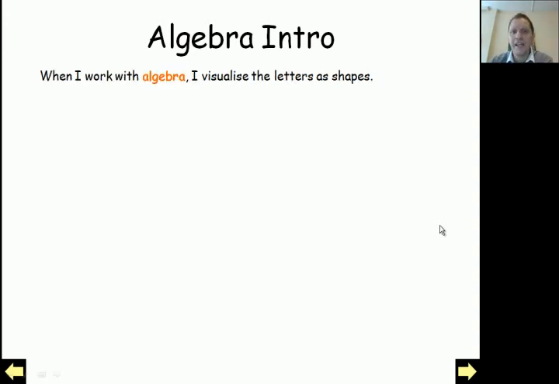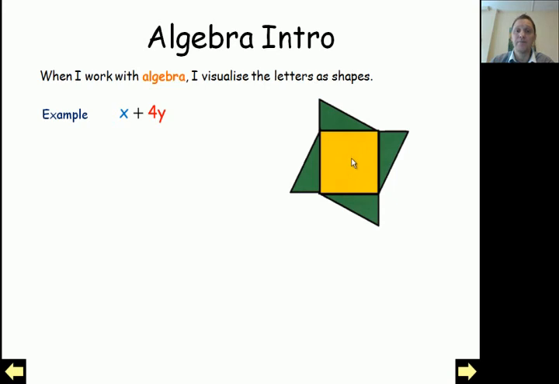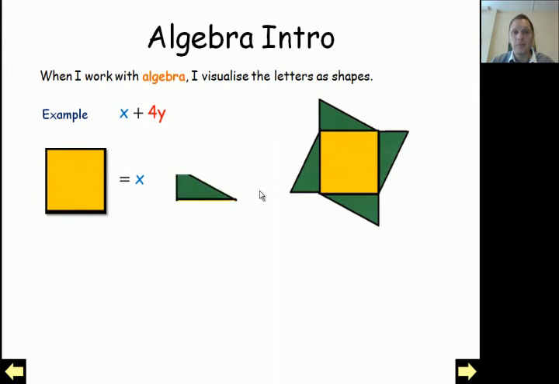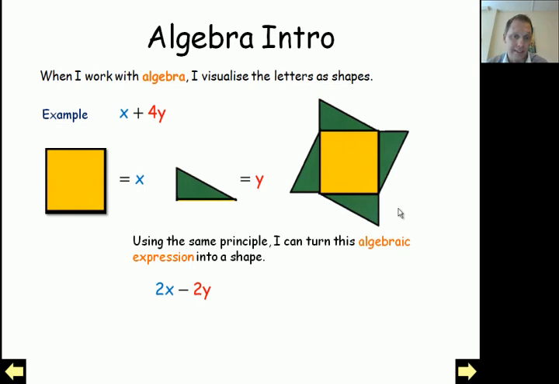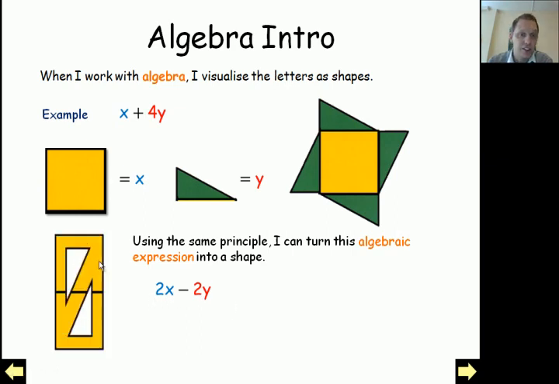Now I'm very much a visual learner, in which case anytime that I'm dealing with algebra, like for instance here, x plus 4y, what I actually do, I envisage shapes. So here my x is my square, so I've got 1 square, 1x, and my y is a triangle, and I've got 1, 2, 3, 4 of these, so 4y. This helps me understand algebra and get my head around algebra when I'm looking at problems. I can use the exact same principle for my 2x minus 2y, because this is just simply 2 squares, 2x with 2 triangles missing, so minus 2y.